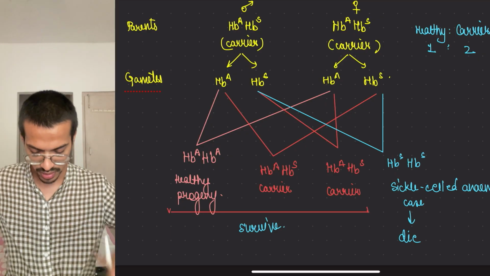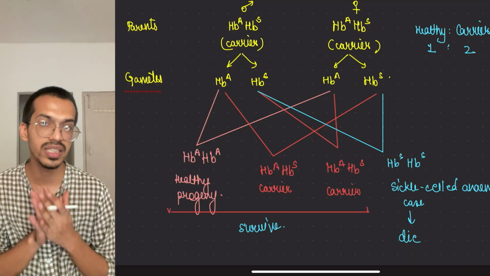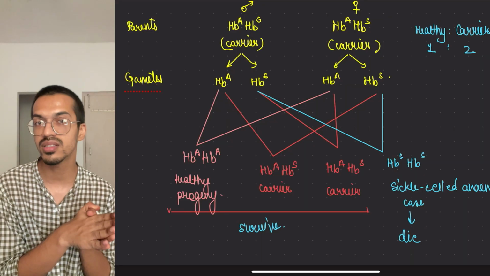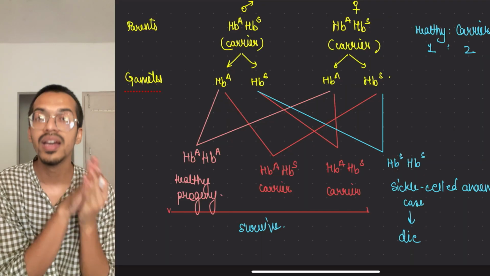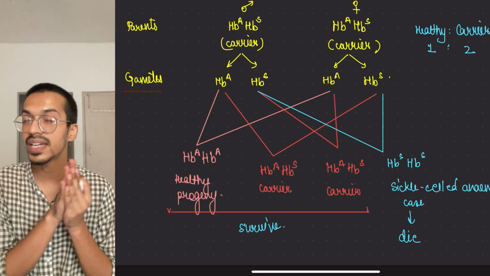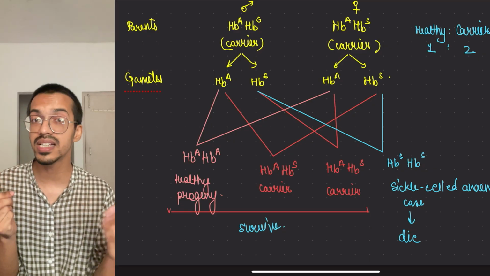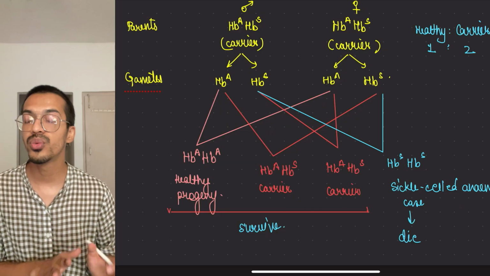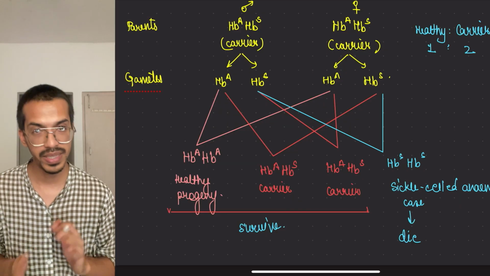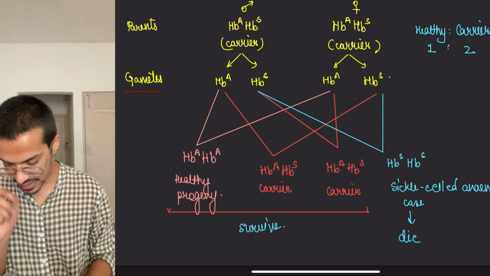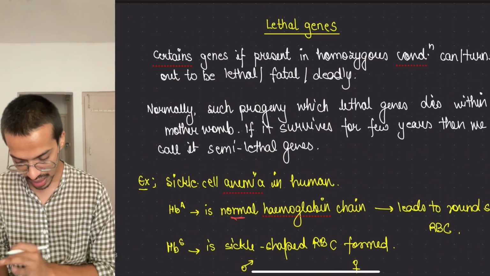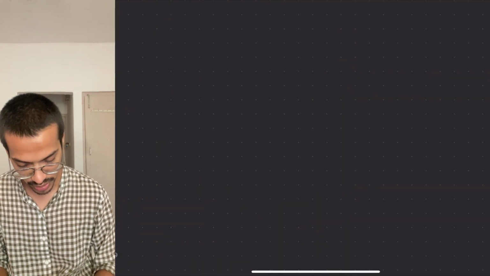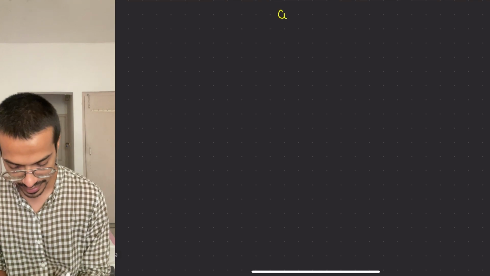Okay, let's understand what lethal genes are. Lethal genes are those genes which have chances that they will lead to what? Death. An example is sickle cell anemia. In this, if the sickle cell alleles are present in the homozygous condition, the child will die in the womb itself. Okay, that is about lethal genes. After lethal genes, we're going to be studying cytoplasmic inheritance.